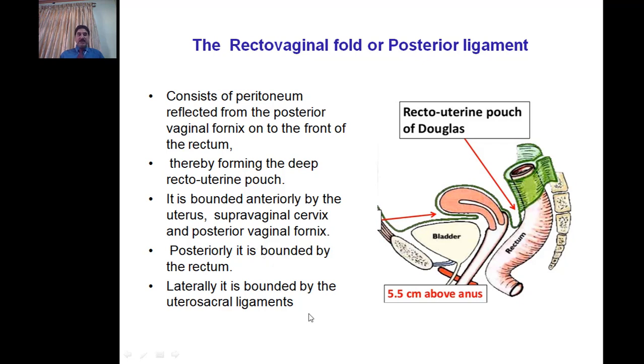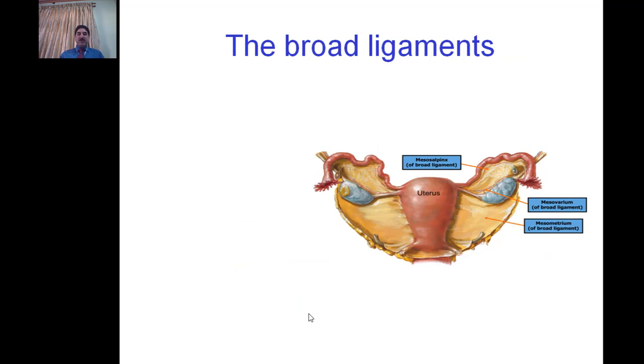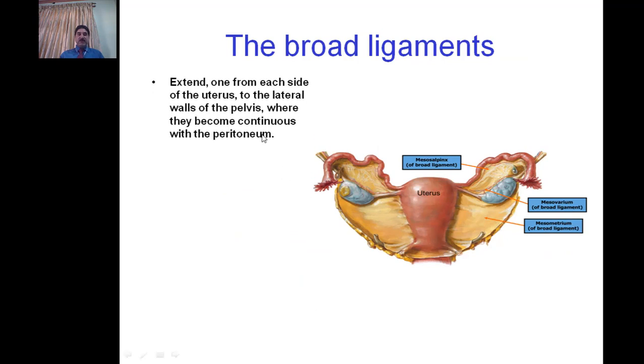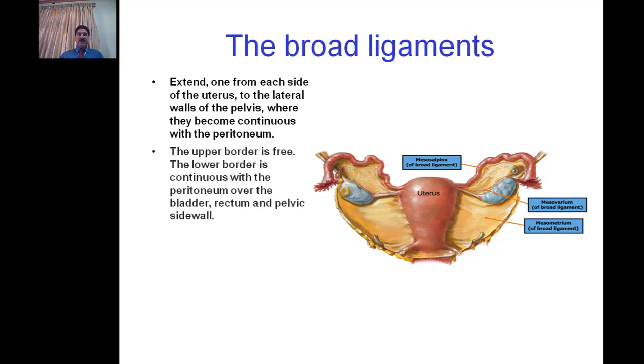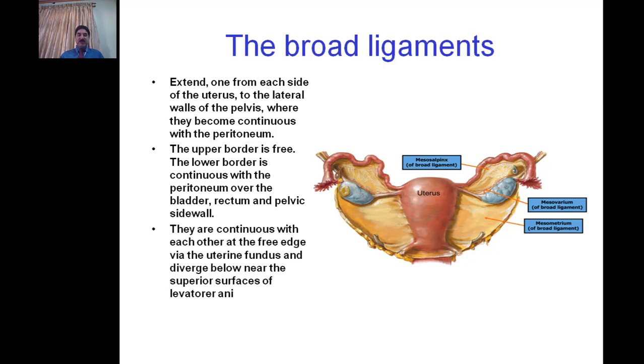The broad ligament. The broad ligament is attached to the lateral borders of the uterus, extending one from each side of the uterus to the lateral walls of the pelvis, where they become continuous with the peritoneum. The upper border is free; the lower border is continuous with the peritoneum over the bladder, rectum, and pelvic side wall. They are continuous with each other at the free edge via the uterine fundus and diverge below near the superior surface of the levator ani. In the free border on either side lies the uterine tube, as shown in this figure.